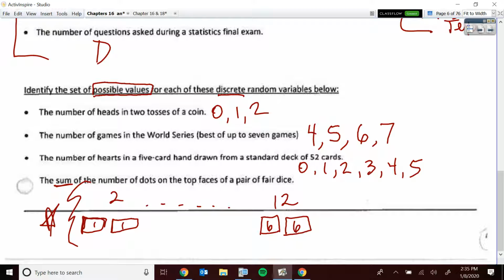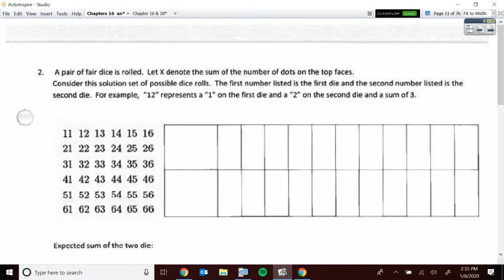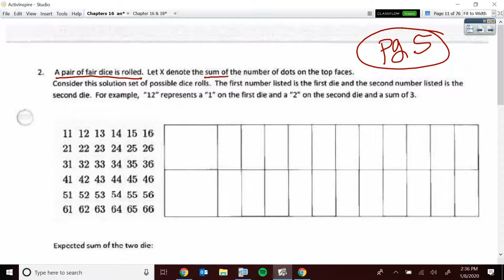So let's skip a few pages over to page 5. And you will see this problem that is talking about a pair of dice that is being rolled. Pair of fair dice. Fair. All right. And X is the sum of the dots on the top faces. Is that going to be a random variable? It is something that you don't know what's happening next. It's going to be random, okay? And so it's varying from roll to roll. So we are talking about the sum of the 2 faces.